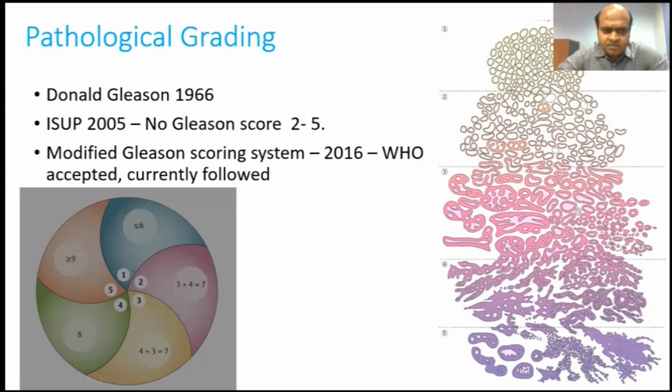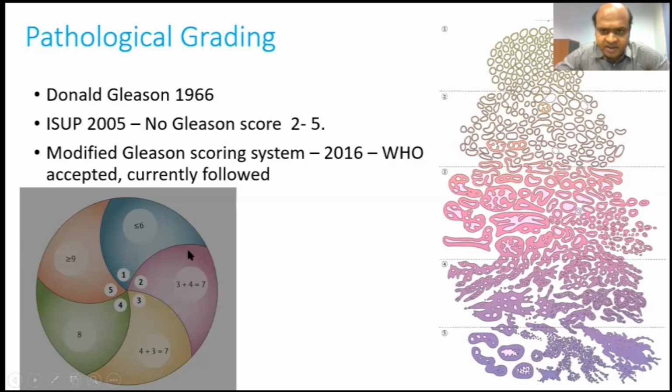This scoring system has been further modified in 2016, and the final prostatic Gleason grade is made on the basis of adding the most common pattern plus the second most common pattern. That means if in a prostate cancer specimen, the most common pattern is 3 and the second most common pattern is 4, then the final Gleason score would be 3 plus 4, that is 7.